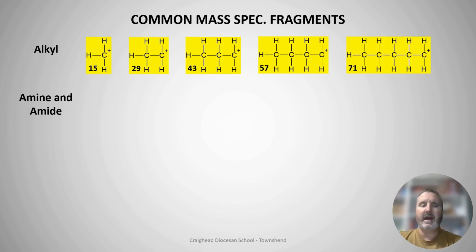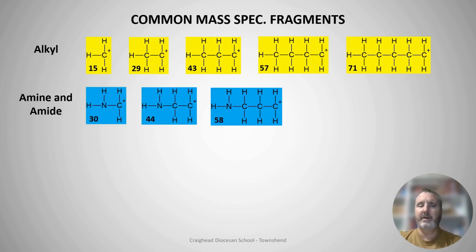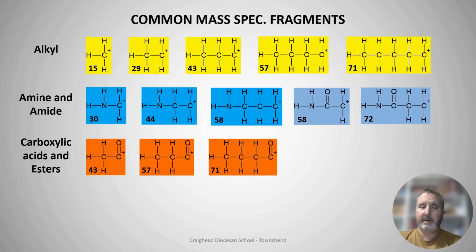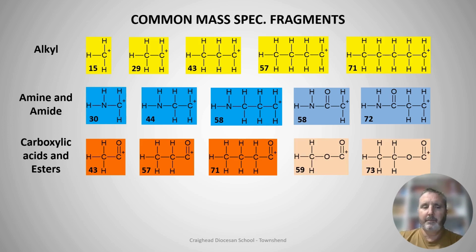The amine and amide fragments, notice they're even: 30, 44, 58. The amides 58, 72, carboxylic acids 43, 57, 71. Notice that carboxylic acid fragments are actually similar. They're the same peaks as alkyl peaks. So we have to use other evidence when we have either carboxylic acids or alkyls. We can't distinguish between them. But esters, the ones here in the light pink, commonly have peaks at 59 and 73, which is different than the 58 and the 72 we see from the other one, or the 57s and 71s.